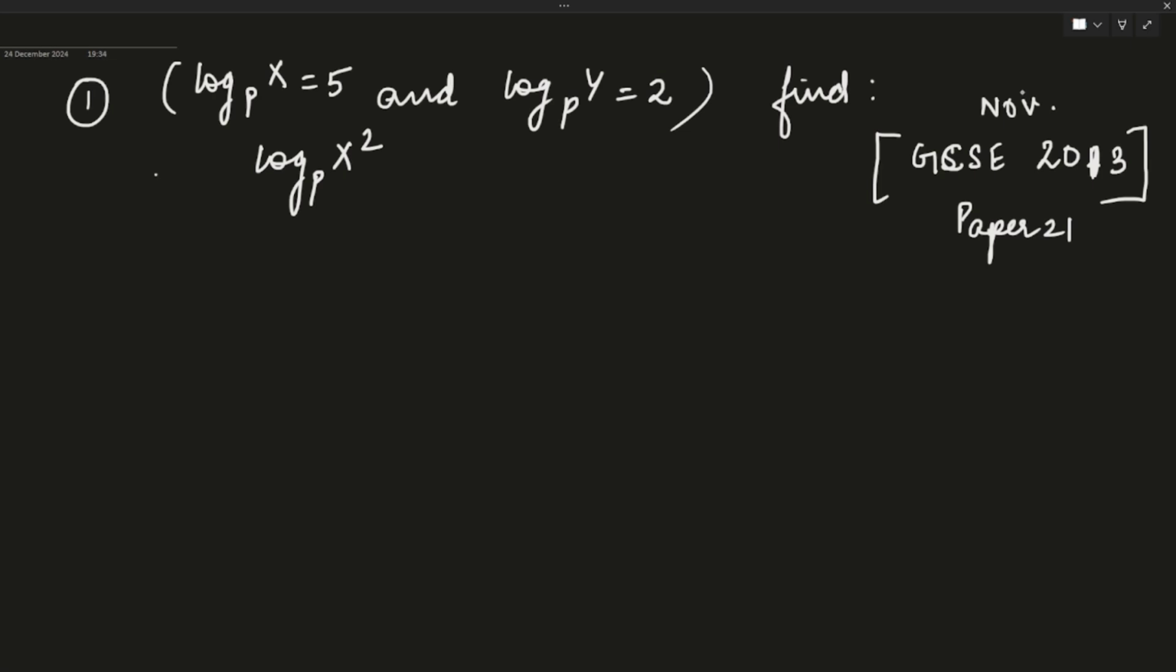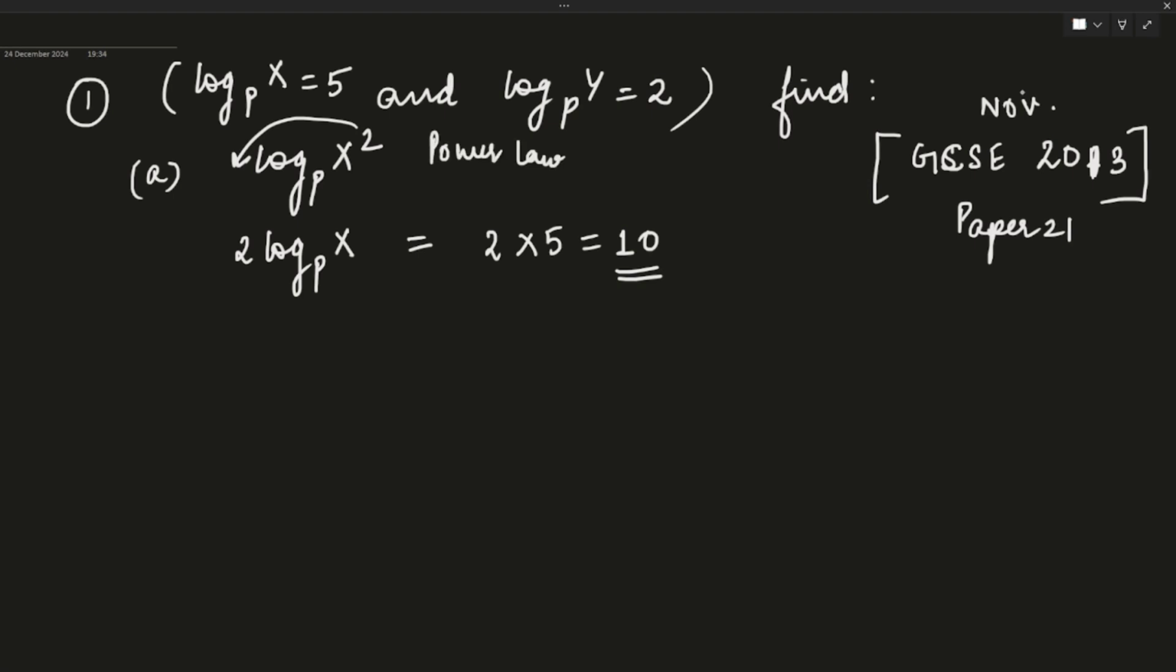What we'll do here is apply the power rule. By using the power law, we can shift this 2 to the left of the log. So this will become twice of log x to the base p. Now we know that log x to the base p is 5, so we'll just substitute the values. This will be equal to 10. The answer will be 10. We have used the power law over here. So this was the question which came in your GCSE paper.